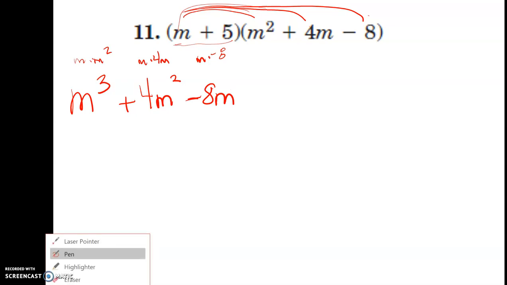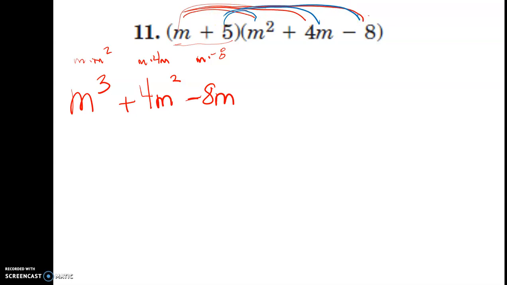Now, I find the easiest way to do this for the next one is to actually stack them on top of each other when I'm looking at like terms. So I'm going to take this 5 and distribute it also across each of the terms.